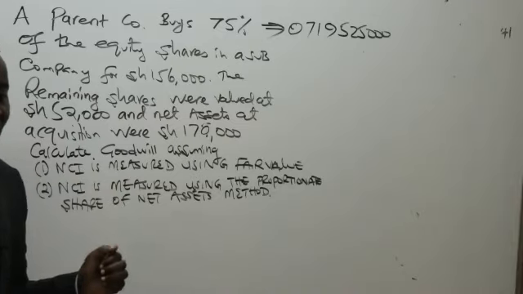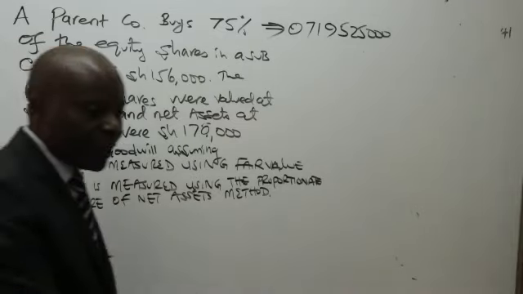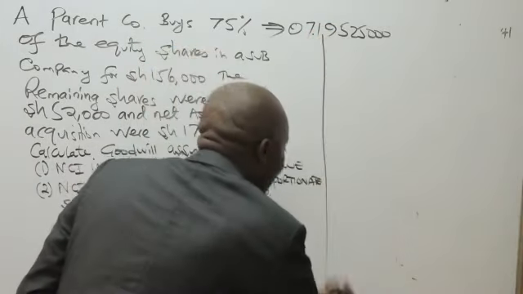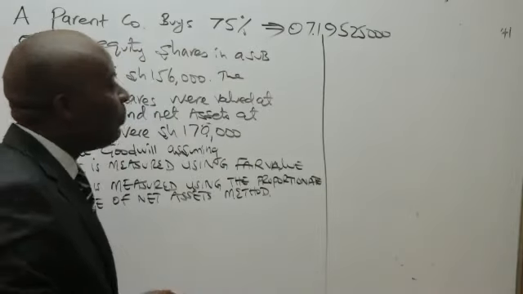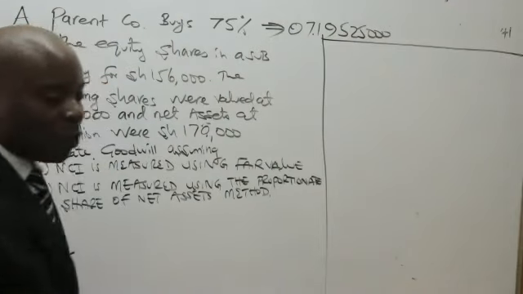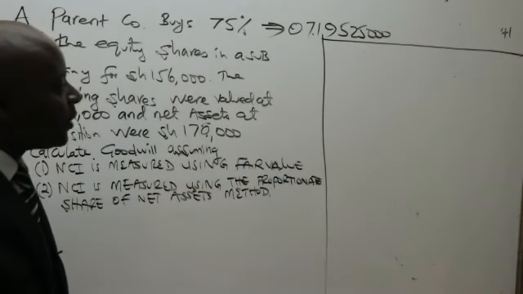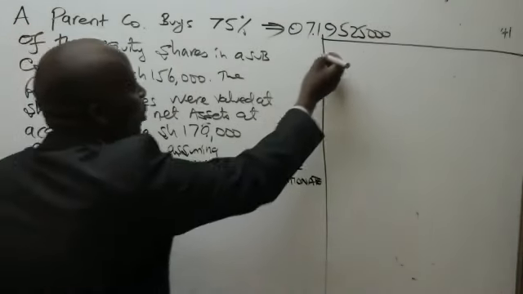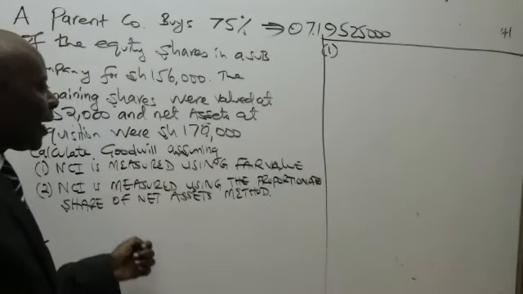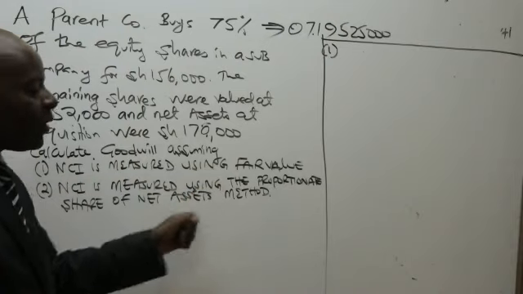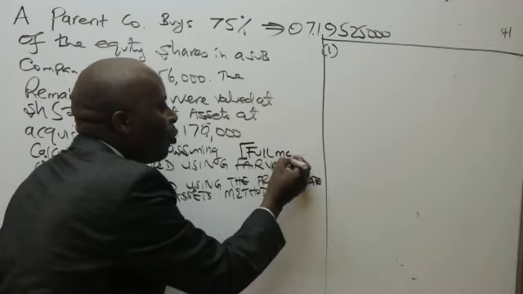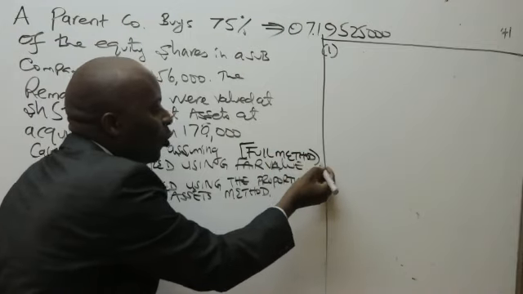Now, ladies and gentlemen, I would want us to just go slow on this. This is quite an interesting area, and an easy area, which can make you get a few marks to be able to pass your CPA or ACC exams. So goodwill computation, number one, is when we are measuring NCI using fair value. Using the fair value method is also what we call the full method. How do we go about this?